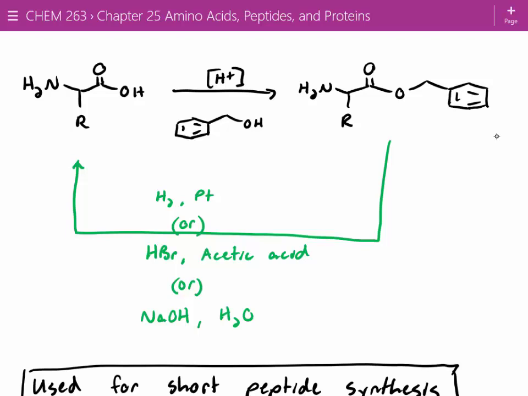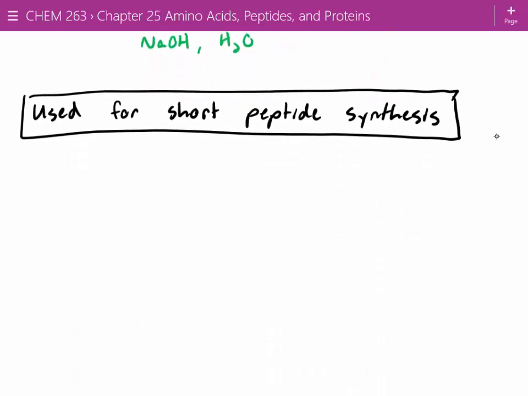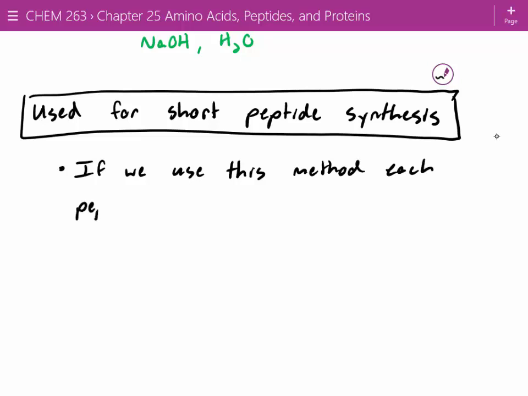All right, so this looks like a lot of work, and it is a lot of work, right? Every time you want to do a peptide coupling reaction, it's 3 steps, right? So let's think about this. If we use this method, each peptide bond requires 3 steps.